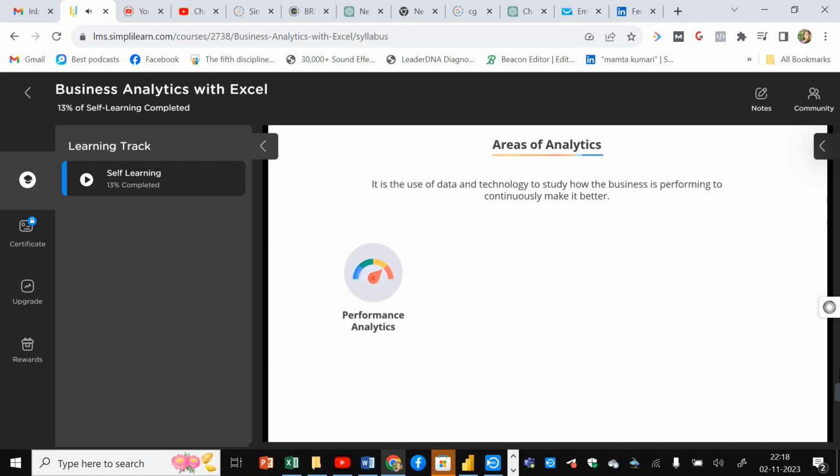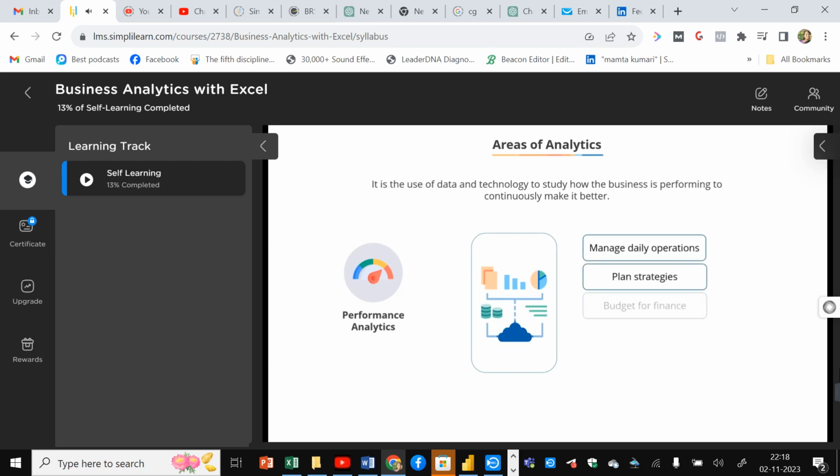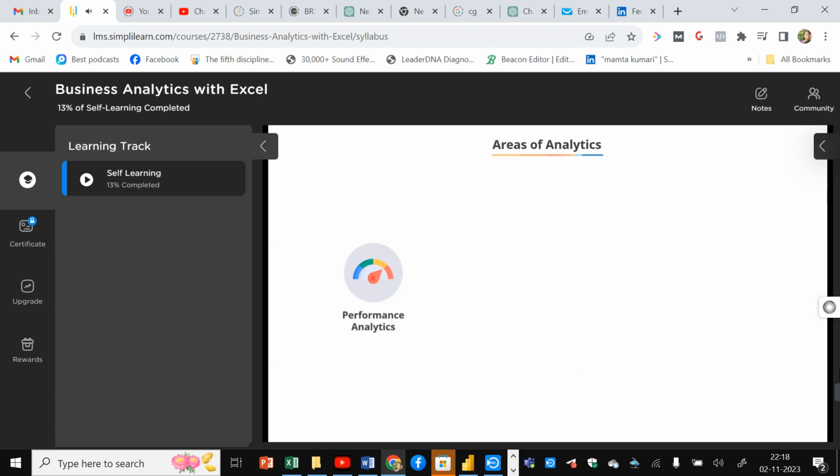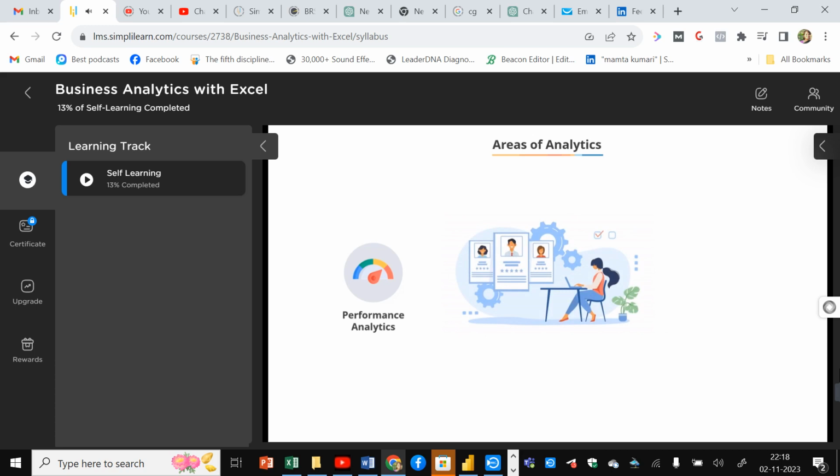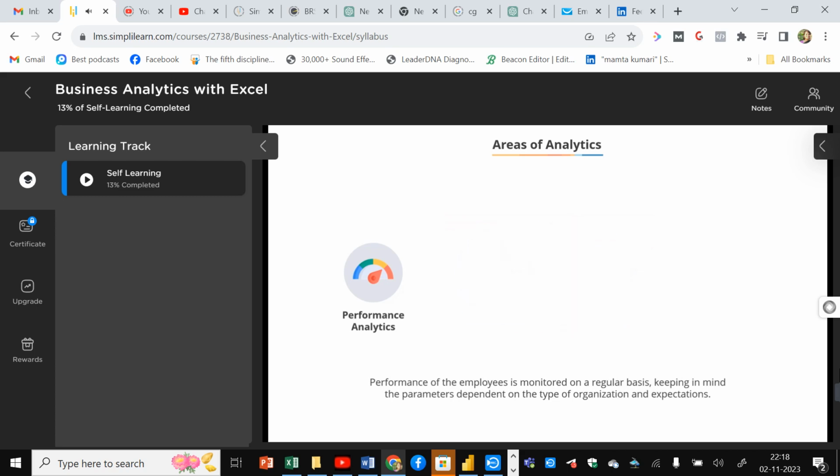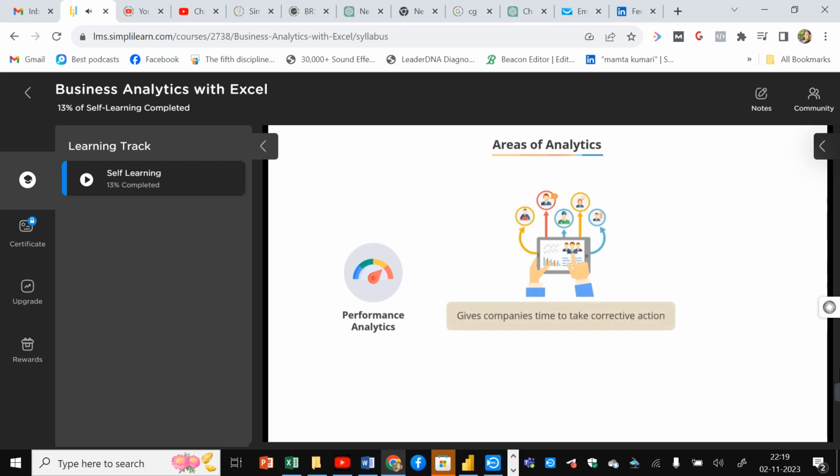Performance analytics is the practice of using data and technology to study how our business is performing to continuously make it better, like managing daily operations, planning strategies, and budgeting for business, meeting service level agreements, and pinpointing areas of improvement. For example, here in resource management, the performance of the employees is monitored on a regular basis, keeping in mind the parameters dependent on the type of organization and expectations. Performance analytics gives companies enough time to take corrective actions for improving the performance of the employees in time, if required, thus improving the productivity and output of the company.